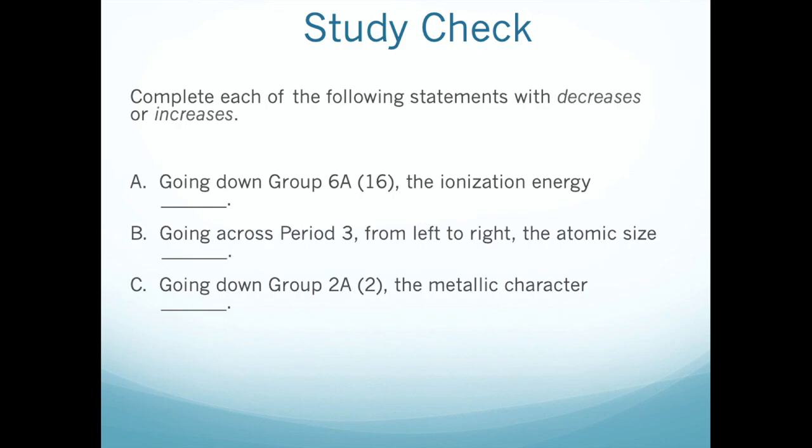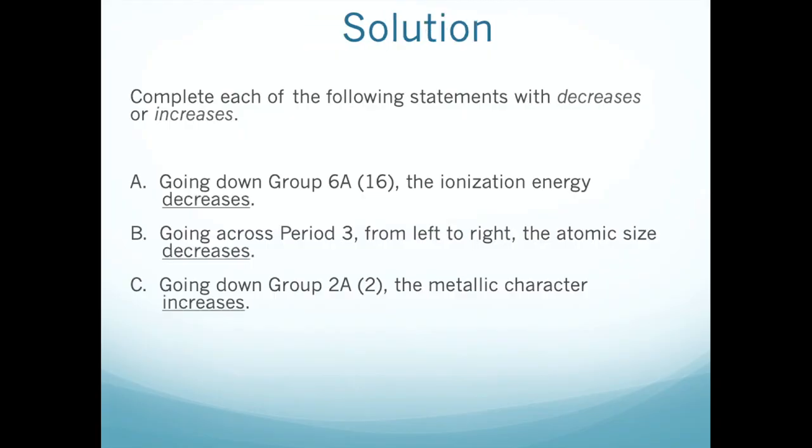But if you've already taken a crack at this, let's go through the answers. So going down group 6A, or 16 if you've got a newer periodic table, the ionization energy increases or decreases? So remember, as you go down a group, your atoms are getting bigger, which means that ionization energy, which has the opposite trend, is decreasing. Okay? Likewise, if you're going from left to right in period 3, your atoms are getting smaller. Because remember, atoms get bigger going to the left of your periodic table and down, but since we're going to the right, the atoms are getting smaller.